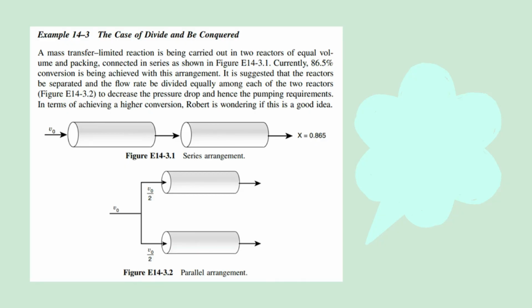We have here a sample problem, the case of divide and be conquered. A mass transfer limited reaction is being carried out in two reactors of equal volume and packing, connected in series as shown in Figure E14-3.1. Currently, 86.5% conversion is being achieved with this arrangement. It is suggested that the reactors be separated and the flow rate be divided equally among each of the two reactors to decrease the pressure drop and hence the pumping requirements, in terms of achieving a higher conversion. Robert is wondering if this is a good idea.